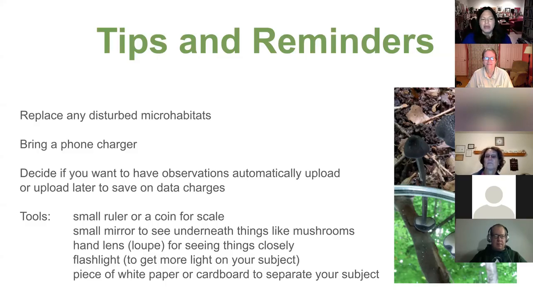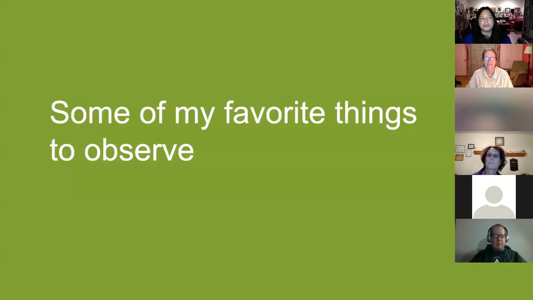I like to keep things in my camera bag for scale. A lot of times it could just be a coin or a little ruler. I also have a little mirror, actually a makeup mirror that has lights on it. I'll show a picture of that in a second, where you can put it under. I take a lot of mushroom pictures, so you get pictures underneath the mushrooms. Using a hand lens or a loupe, when you want to get really close. Even flashlights to get a little more light on your subject. And I already mentioned the piece of white paper or cardboard.